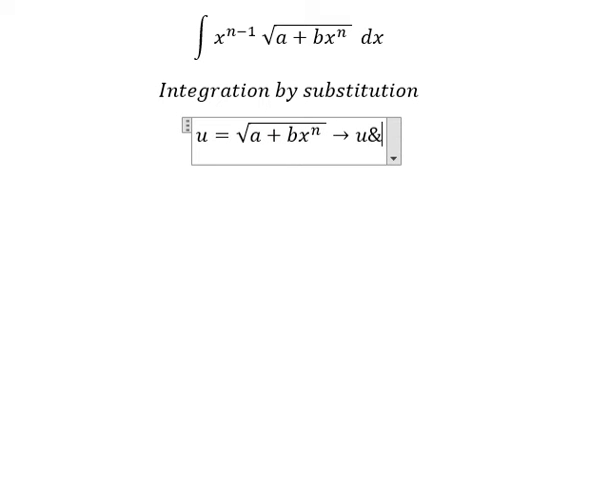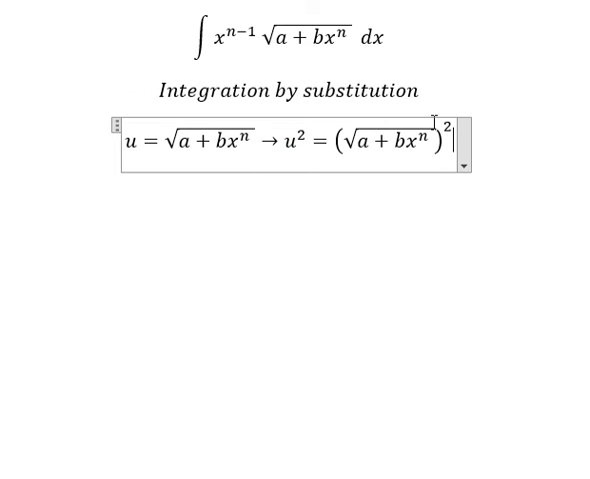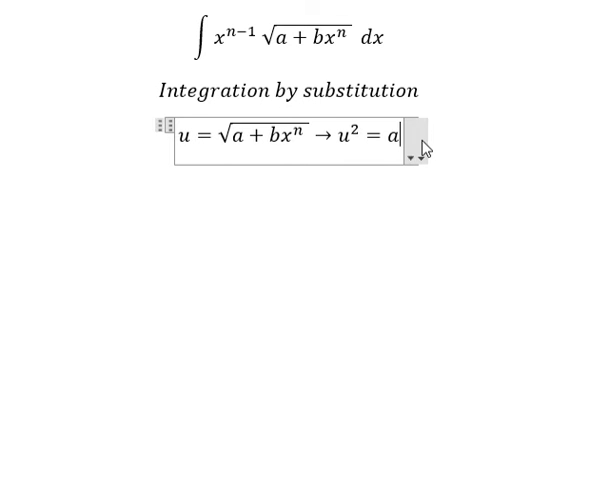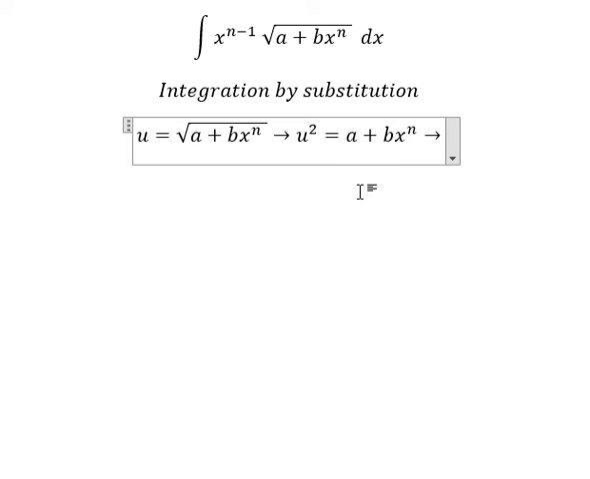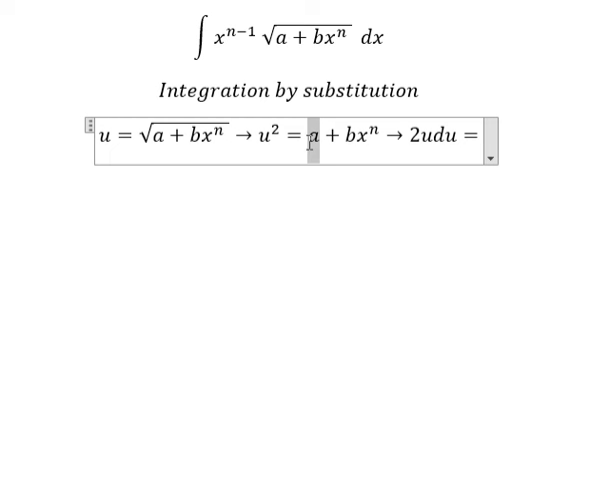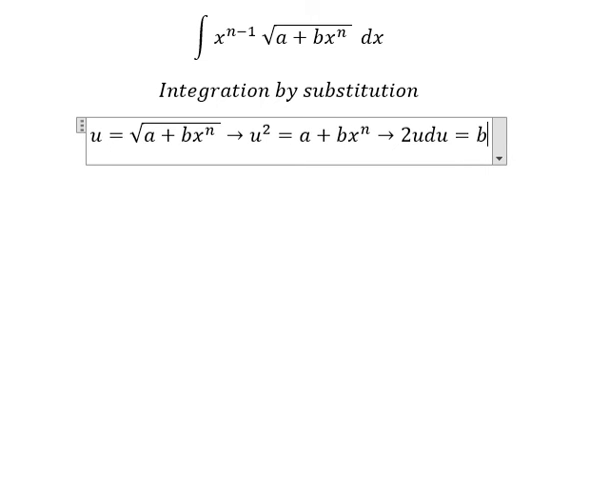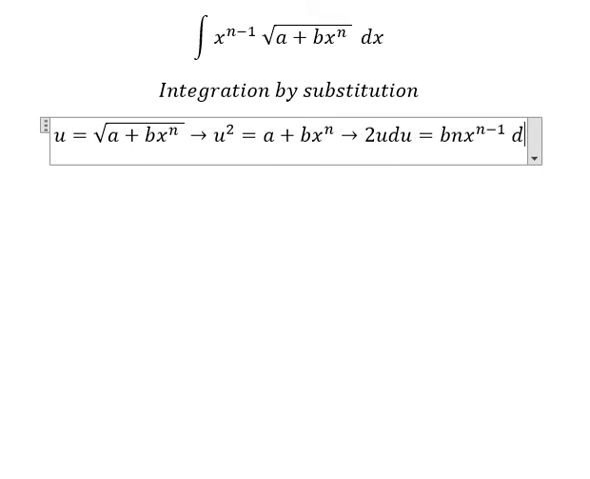Later, we square both sides to cancel the square root. Next, we need to first take the derivative of both sides. This one we have du. This one is a constant, so you get 0 in here. This one we have n s to the power of n minus 1 ds.